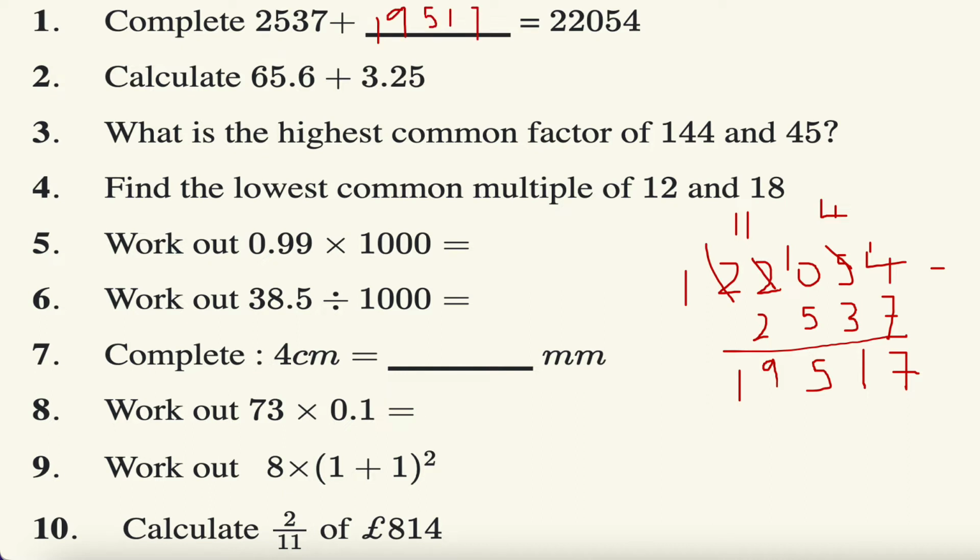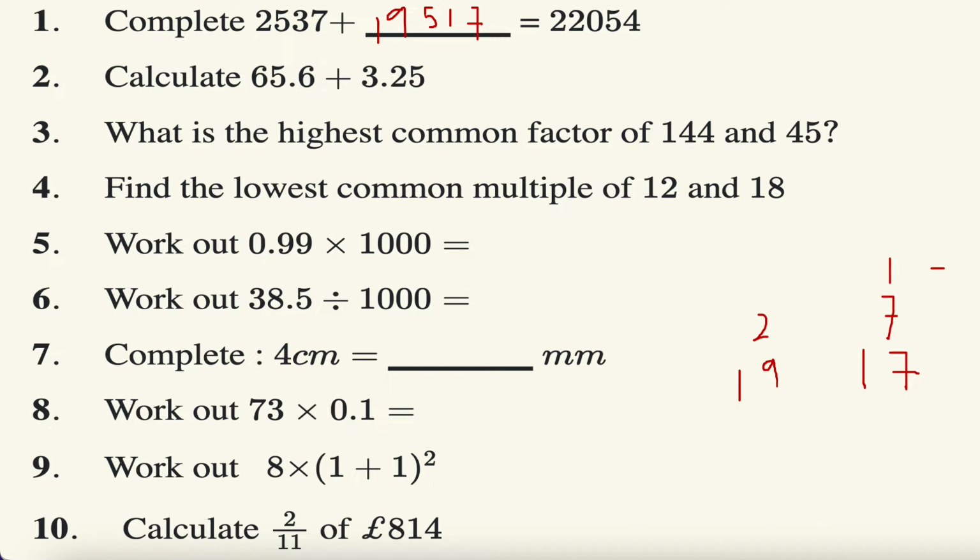So that's obviously taking away whole numbers. Let's just delete that now. This is question number 2, guys. Calculate 65.6 plus 3.25. Again, looking at our place value, 65.6 plus 3.25.